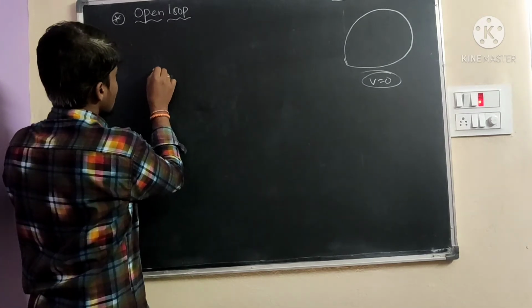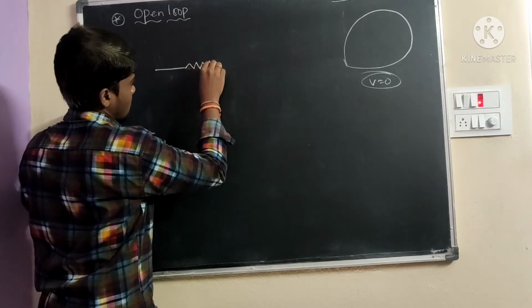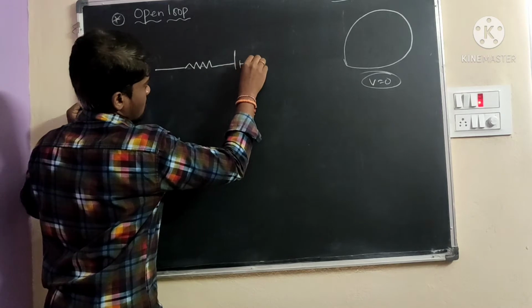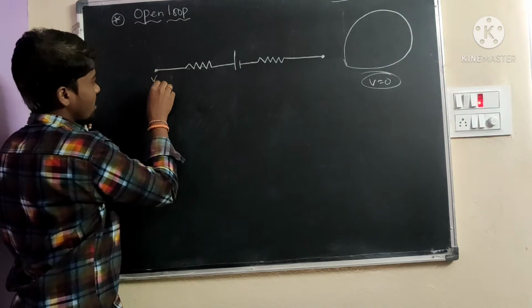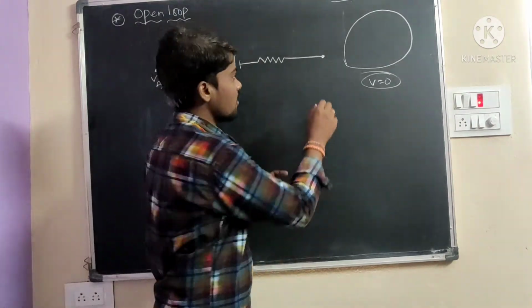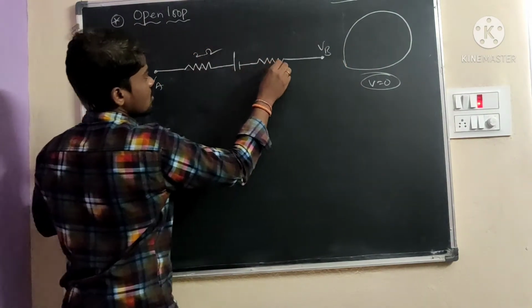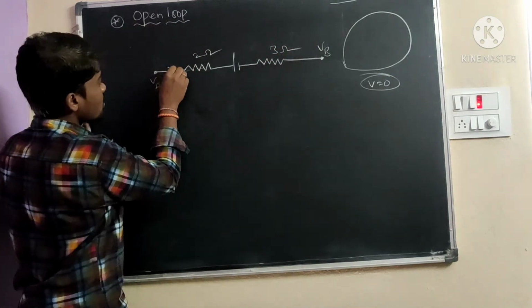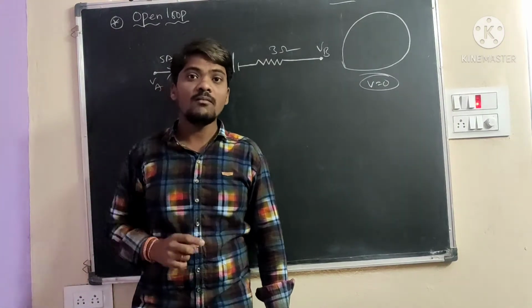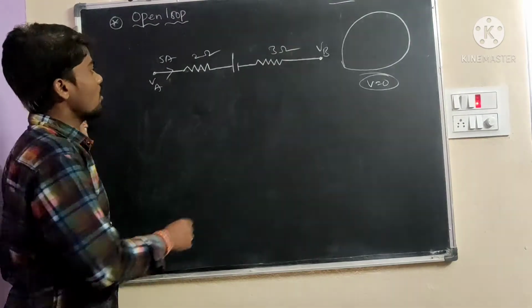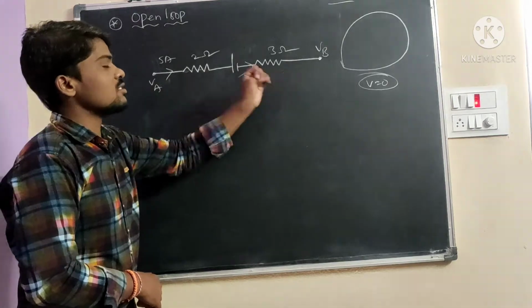Okay. Here see, the simple circuit is there. The potential at the start is VA and at the end is VB. Here the resistance is 2 ohms, here it is 3 ohms. The current passing through the circuit is 5 ampere. You will find out the potential difference. How much potential difference is there in this circuit?